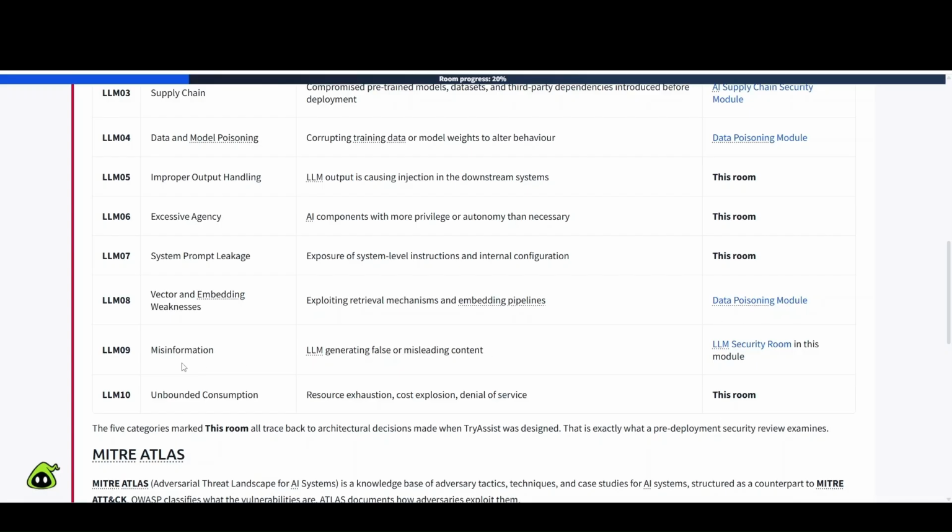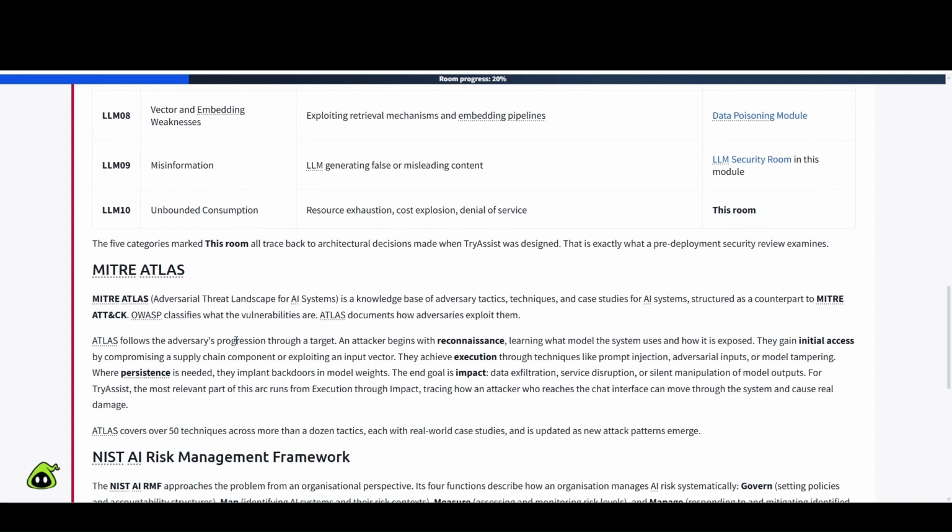Data poisoning module. Number 9, misinformation: LLM generating false or misleading content. LLM security room in this module. 10, unbounded consumption: resource exhaustion, cost explosion, denial of service. This room. The 5 categories marked this room all trace back to architecture decisions made when TryAssist was designed. This is exactly what a pre-deployment security review examines.